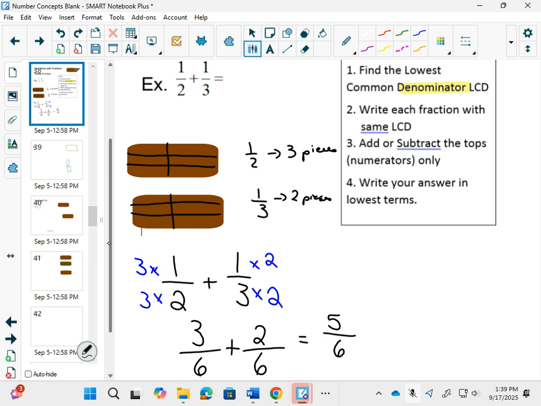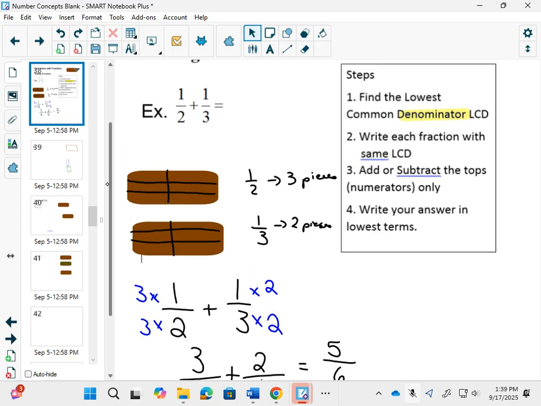Now let's look at the steps. We talked about what we needed to do with chocolate bars. It all makes sense. In the step it says find the lowest common denominator. The denominator is the bottom of the fraction. And that's where you're looking in your times table or your step counting and saying, what in my times table is the same for 2s and 3s?